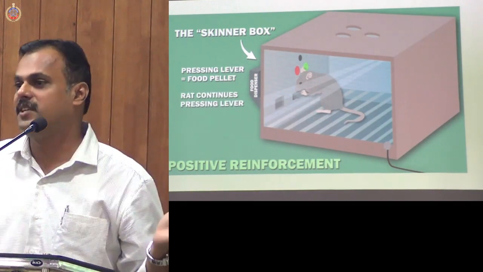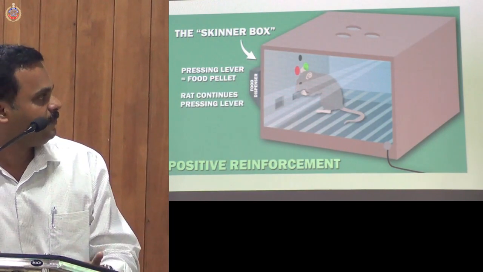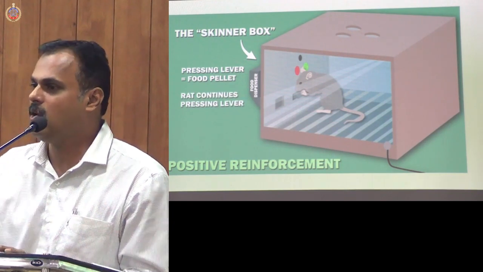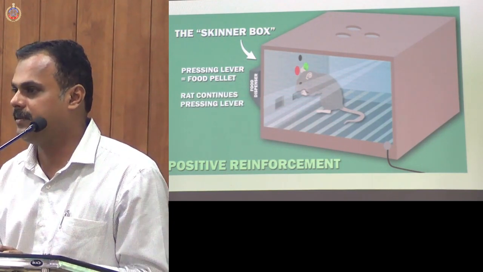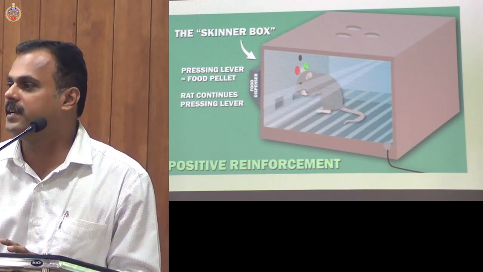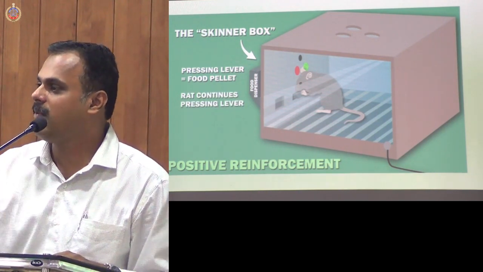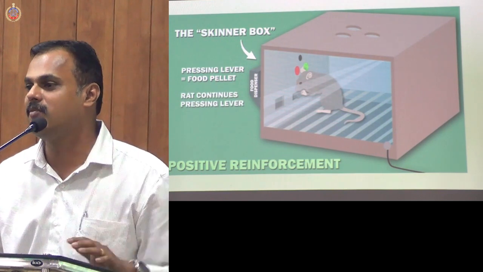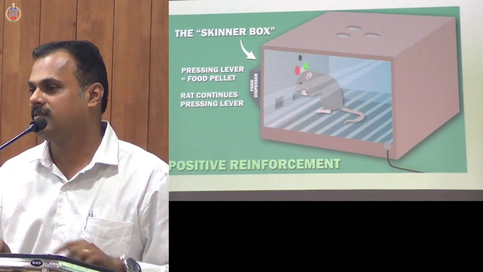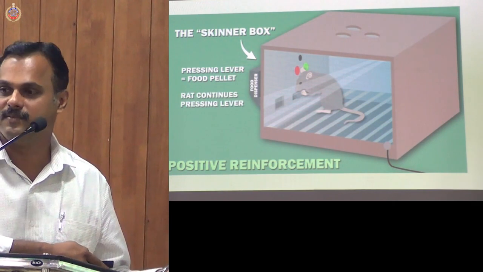Like the cat box Thorndike used initially, Skinner used something called a Skinner box. A rat is kept inside a box. Inside there are two buttons, red and green. The rat is moving around and searching for food. Accidentally, its paw hits the green button. One food particle comes. Next time, every time it presses, it gets food. So it learns that pressing brings food. Now the rat continuously presses the lever and gets food.